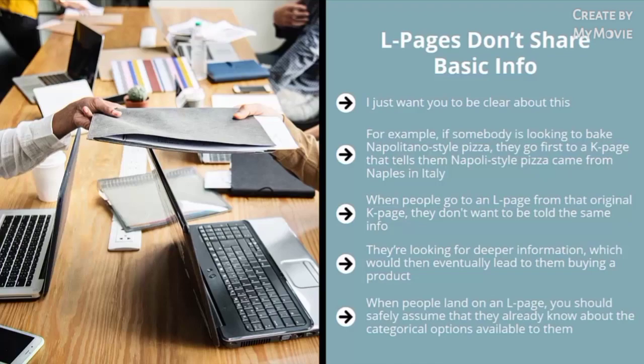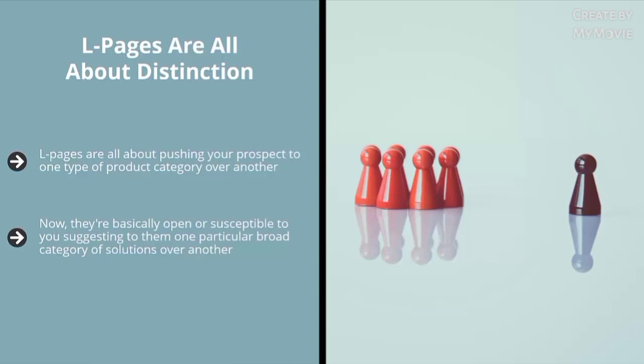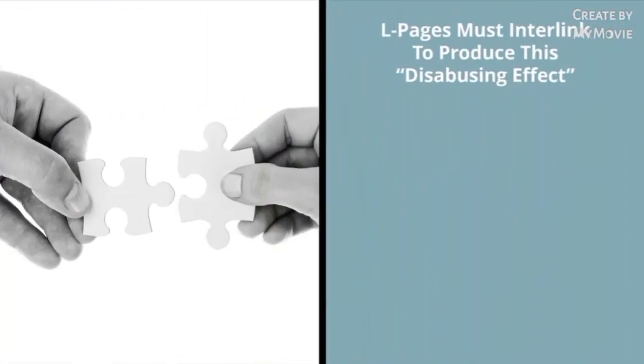When people land on an L page, you should safely assume that they already know about the categorical options available to them. L pages are all about distinction. L pages are all about pushing your prospect to one type of product category over another. In other words, since a reader ended up on your L page, they already think you are credible to a certain degree. Now, they're basically open or susceptible to you suggesting to them one particular broad category of solutions over another. In many cases, this involves disabusing them of earlier held beliefs regarding other options. L pages must interlink to produce this disabusing effect.